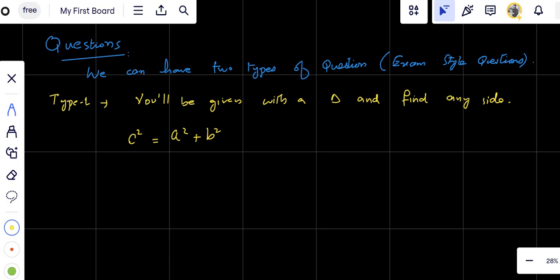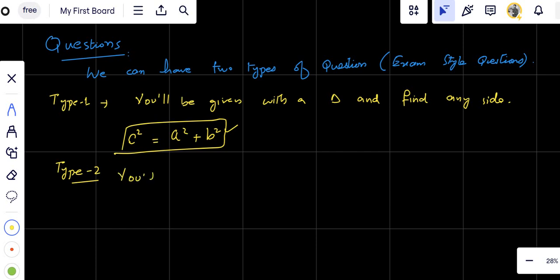And when you are asked to find any side, you will be given that the triangle is a right triangle. So as a resource, you will be given this point. Okay. Type 2. In type 2, you will be given all sides.